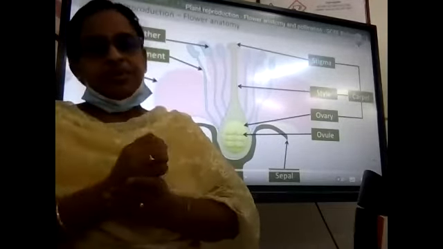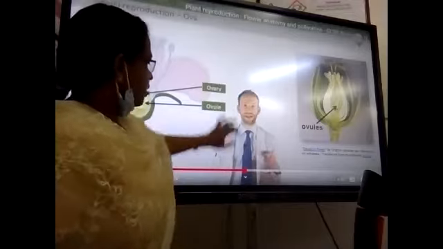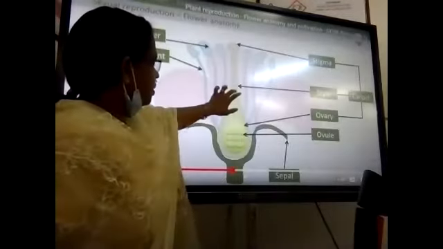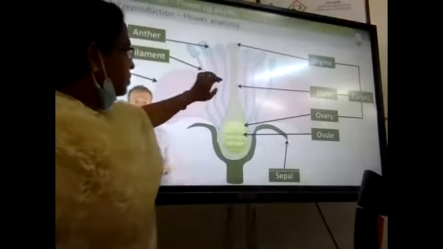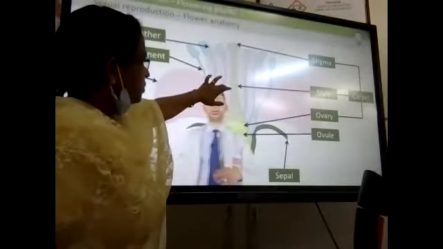Okay, now, so this is the anatomy, structure of the flower. It's called the carpel. So that's where gametes are produced. Pollen is produced in the anther and the ova are found inside the ovules.